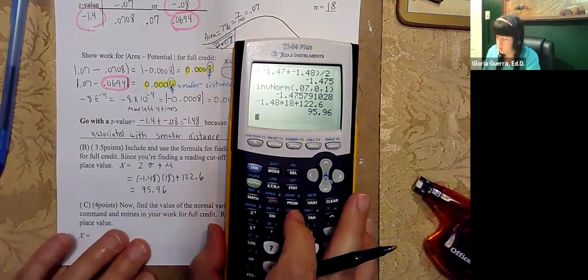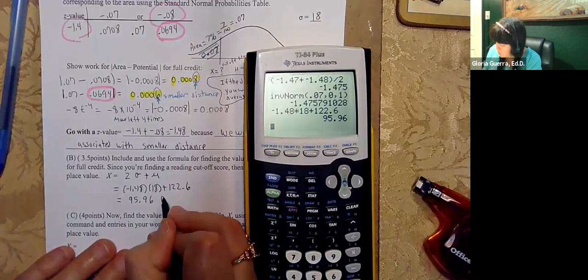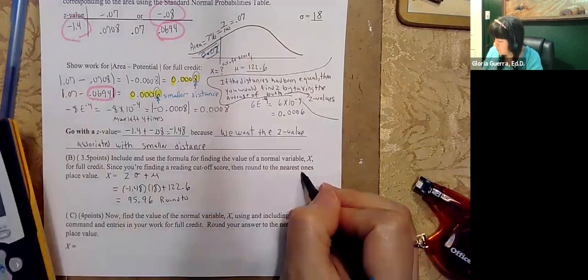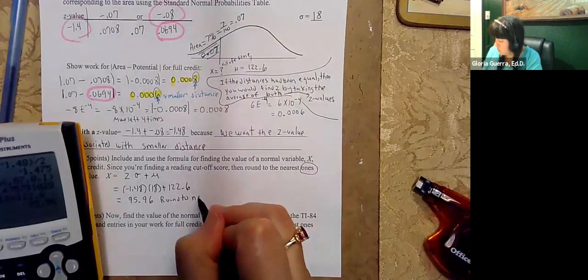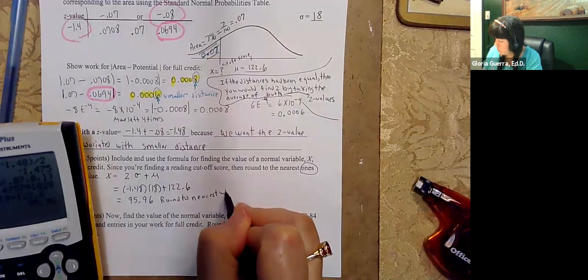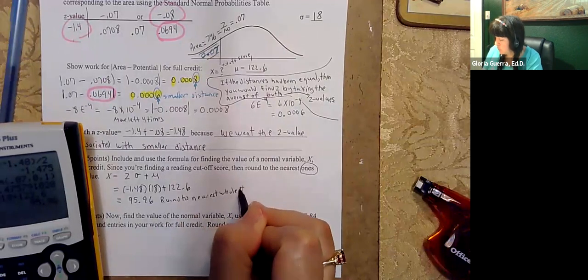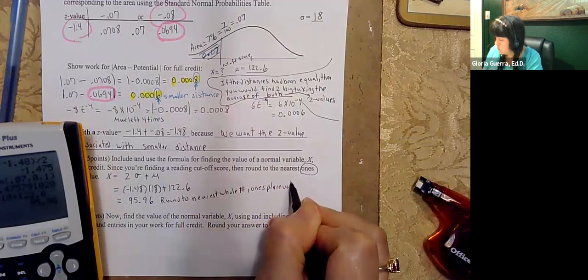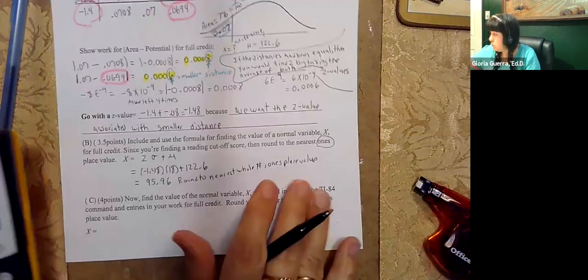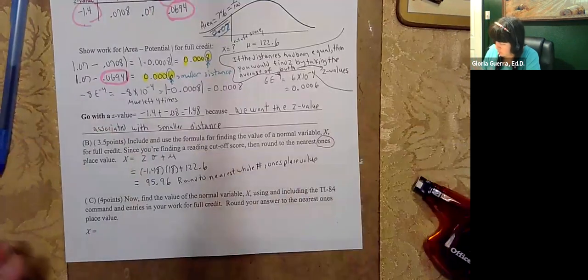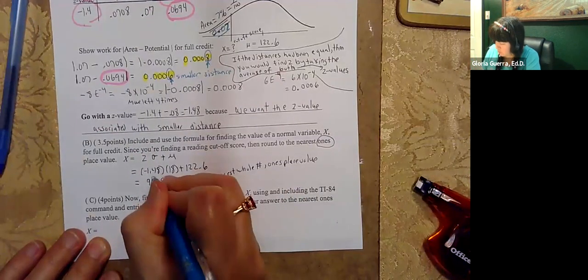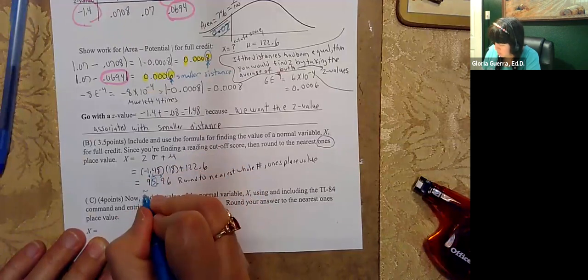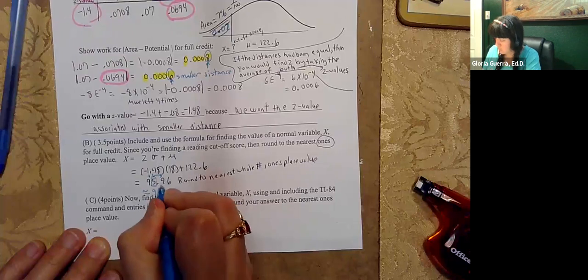And usually scores are rounded to the nearest whole. Does it say? Yeah, it says ones place. So nearest whole number. That's the ones place, so it's 5 here. Look at the number to the right. Is that 5 or more? Yep, that's a 9. So add 1 to that. So that's a 96.